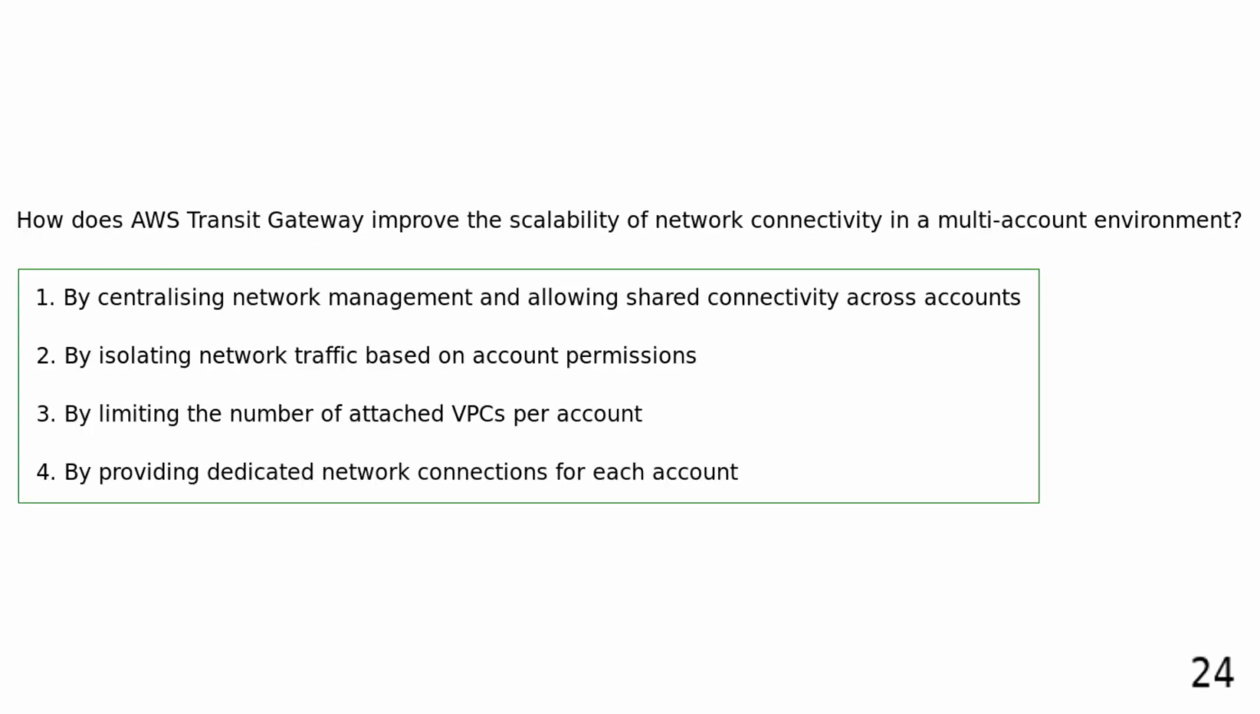How does AWS Transit Gateway improve the scalability of network connectivity in a multi-account environment? By centralizing network management and allowing shared connectivity across accounts. By isolating network traffic based on account permissions. By limiting the number of attached VPCs per account. By providing dedicated network connections for each account.